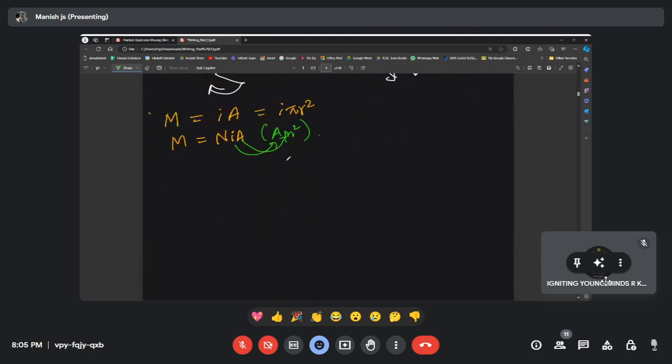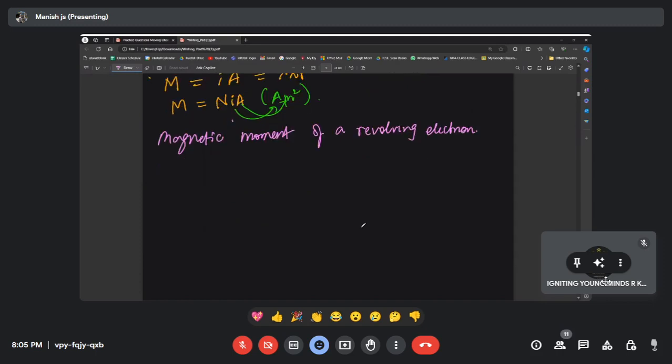Next, we are trying to find out, for an electron that is revolving, what is going to be its magnetic moment? So we will see that. Next, we will see the magnetic moment of a revolving electron. If an electron is revolving, what is the magnetic moment experienced by that electron? We try to find out in this case.